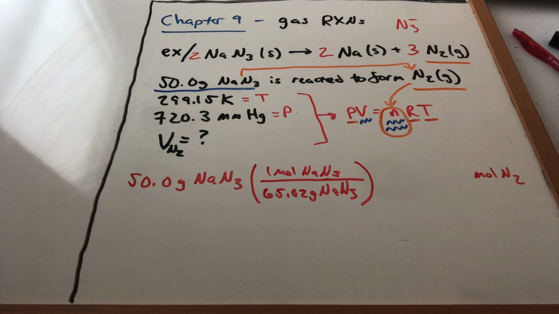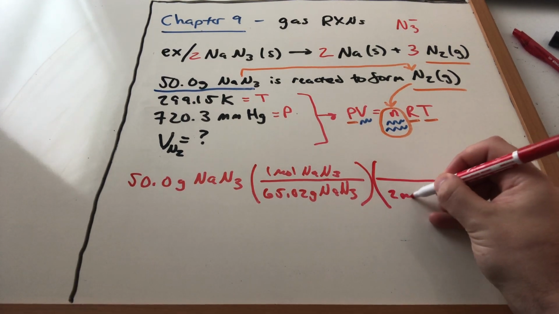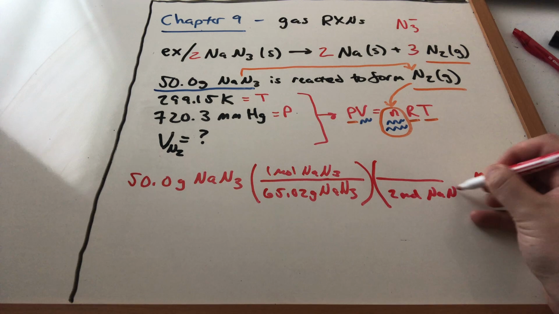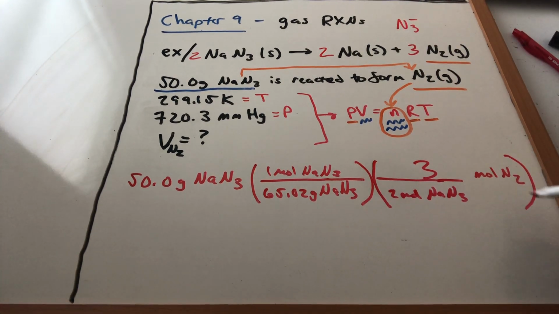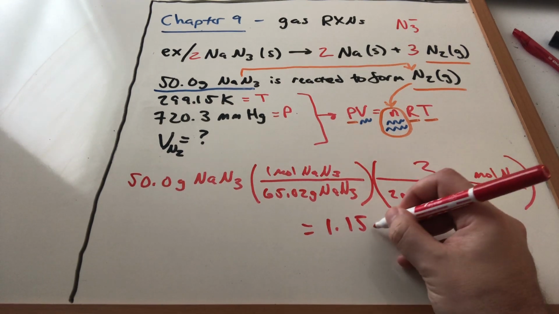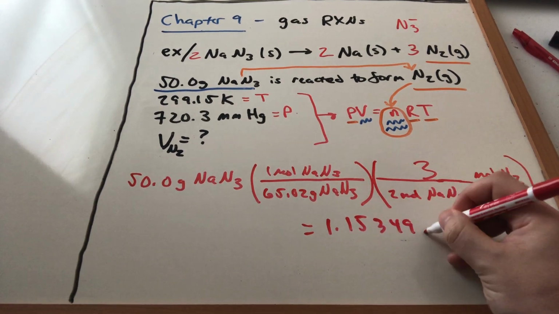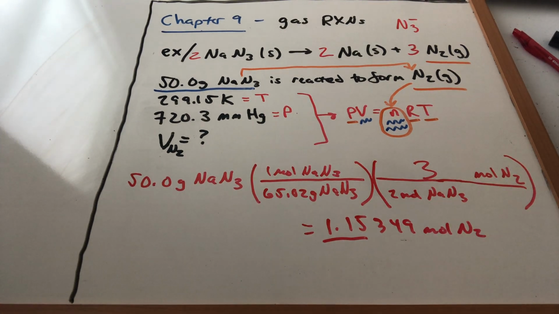So we know we can just use the mole-to-mole ratio at this point. And we could say, well, there's 2 moles of NaN3 for every 3 moles of nitrogen that we generate. And so when I plug this into my calculator, what I get out is 1.15349 moles of nitrogen.